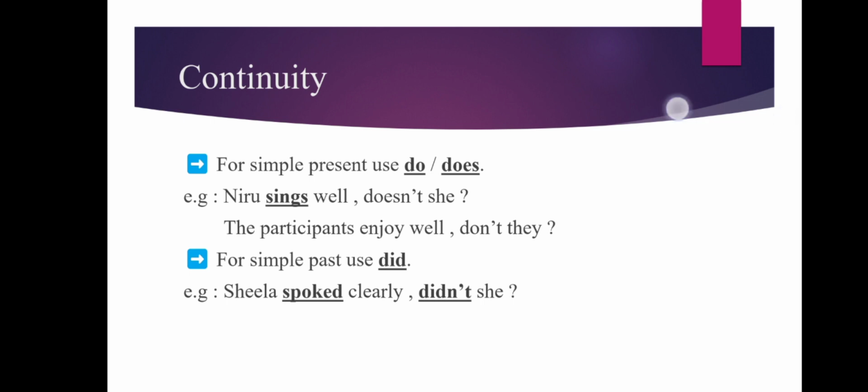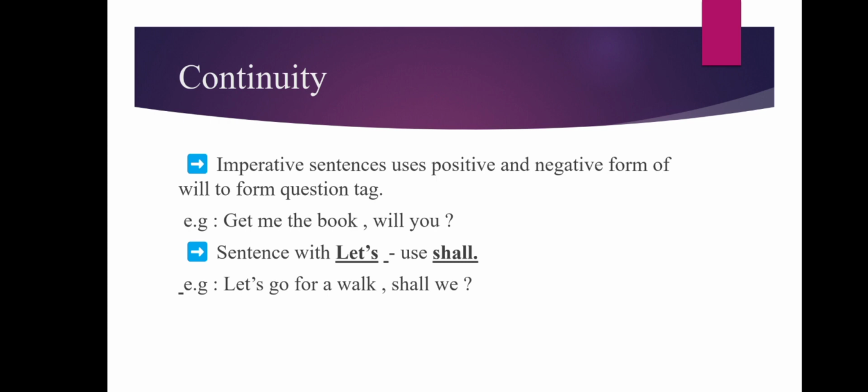Next is imperative sentences, like a request, command or order. You use the positive or negative form of "will" to form the question tag. For example, "Get me the book." You have to ask, "will you?" The next rule is sentences with "let's", for example, "Let's go, let's play." If the statement starts with "let's", you form the question tag with "shall". "Let's go for a walk." You have to ask, "shall we?"